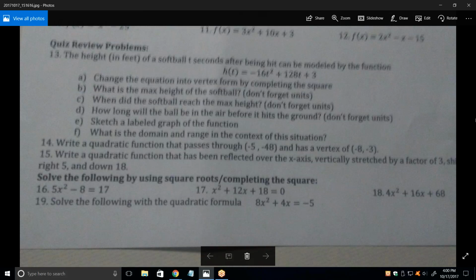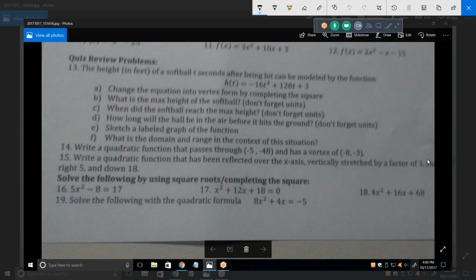Now, first thing, change the equation into vertex format. One of the most important things you can do in math is to memorize your general equations. If you can memorize the general equation, then you can do this problem. You can put it into vertex format. You also have to know how to complete the square. Both of those are vital to mastering algebra. All right. Vertex format.